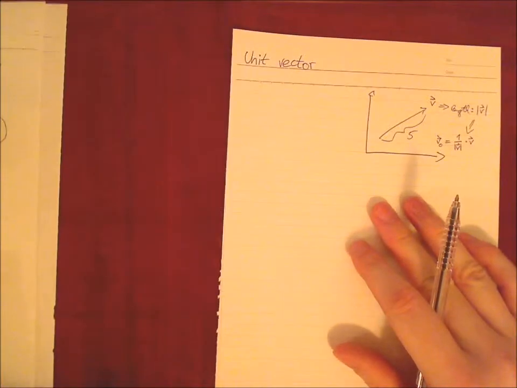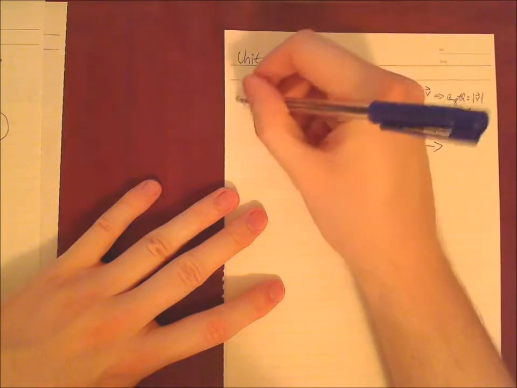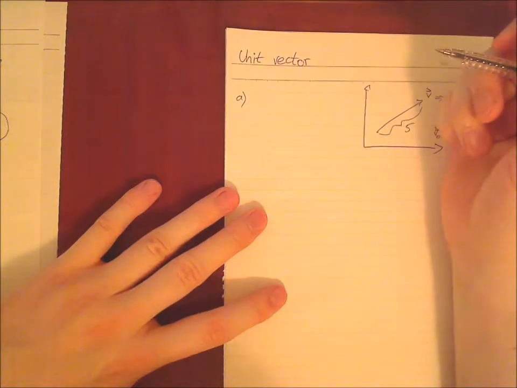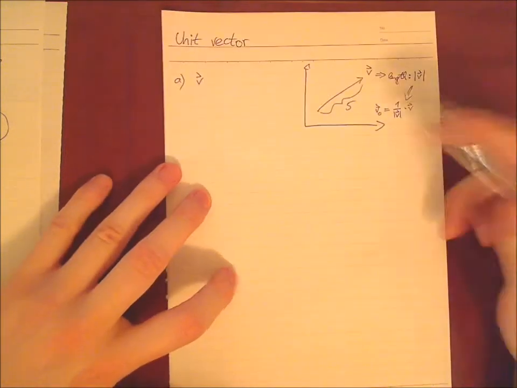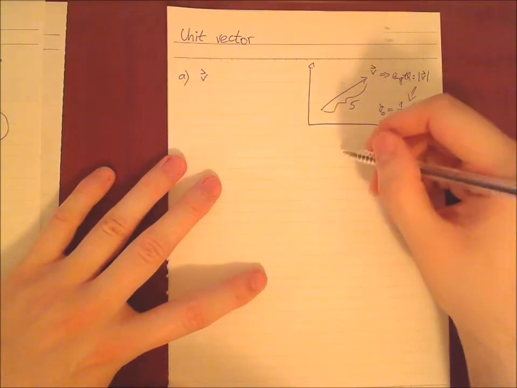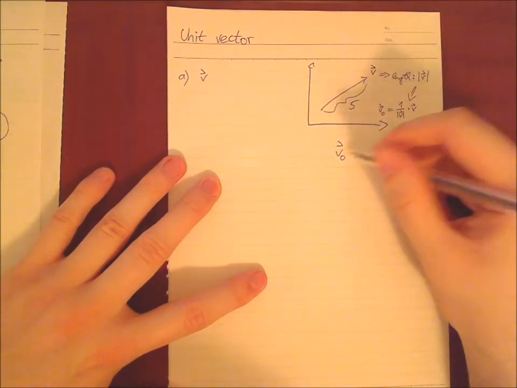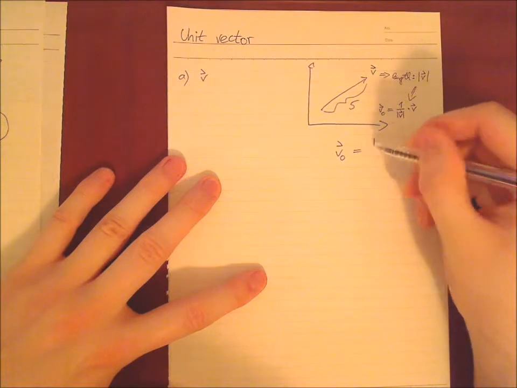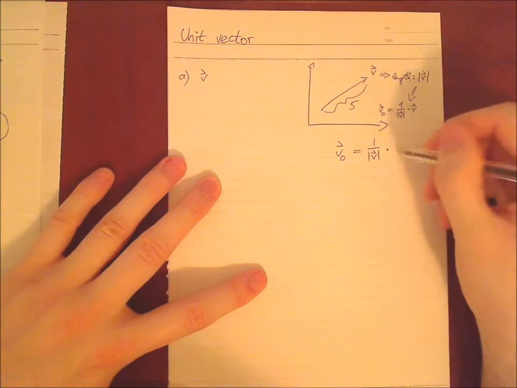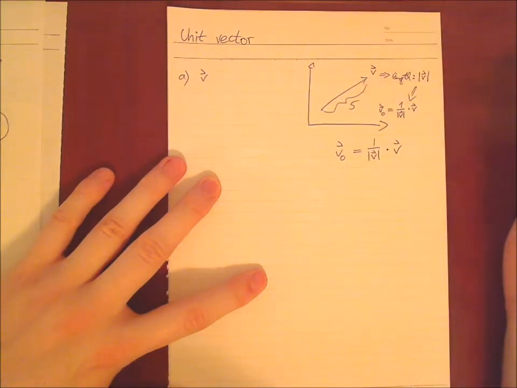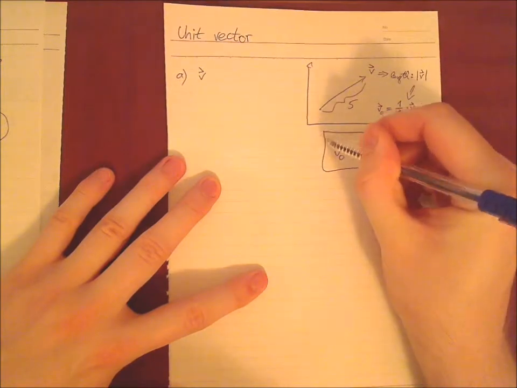So maybe let's calculate an example. So we have example A or something. So we have the vector v, and we should remember the formula. Maybe I write it a little bit bigger. So the formula is, for the unit vector, 1 divided by the amount of the vector times the vector. And this is the formula how to calculate it.